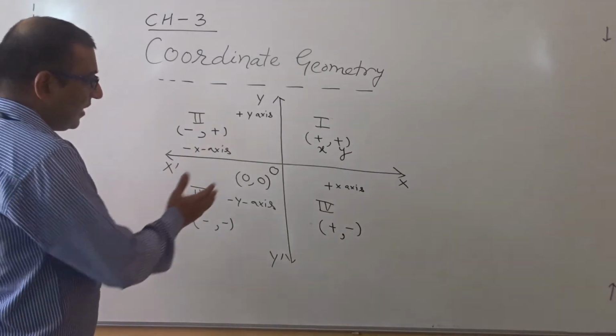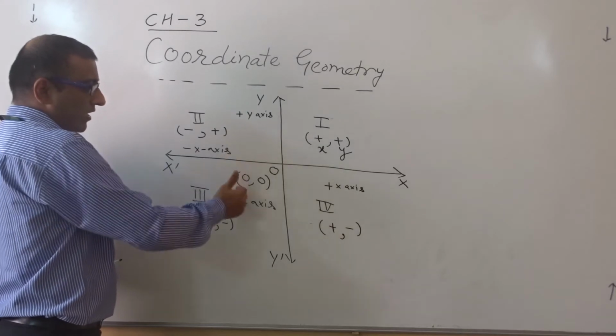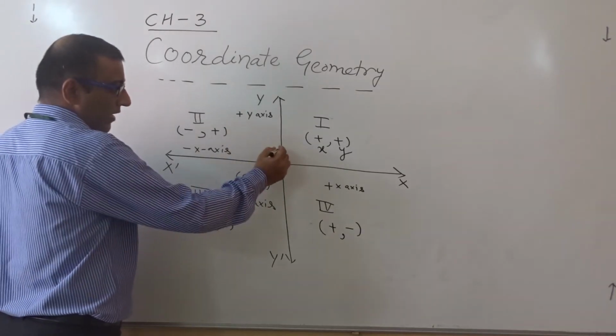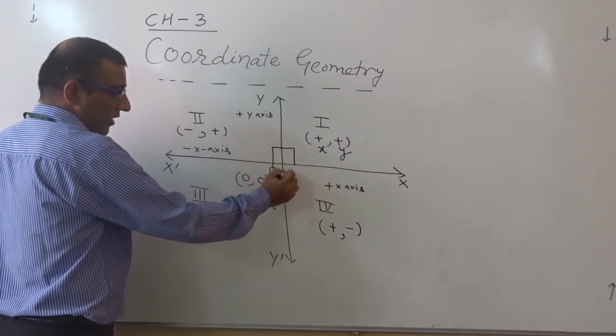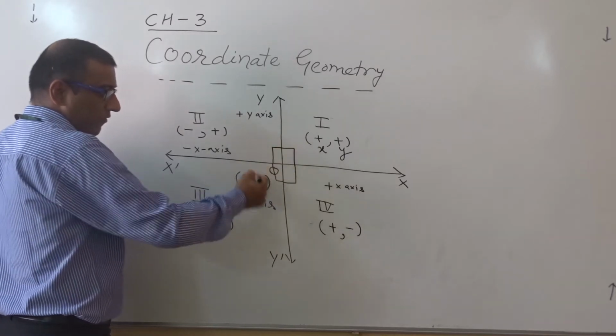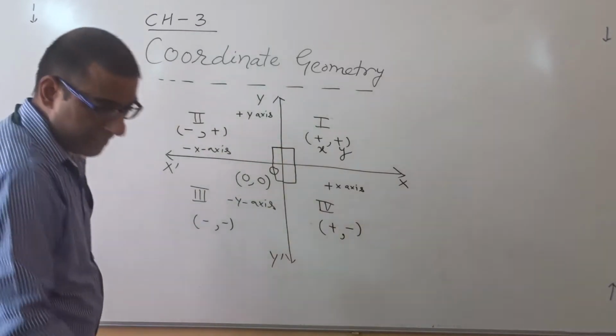And if you notice, the difference between each quadrant is related with 90 degrees. This is your 90 degrees. When you come here, again it is 90 degrees. When you notice all these, when you include all of them, it becomes 360 degrees.